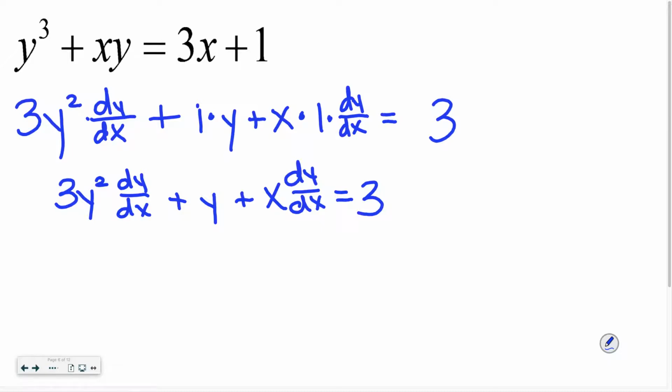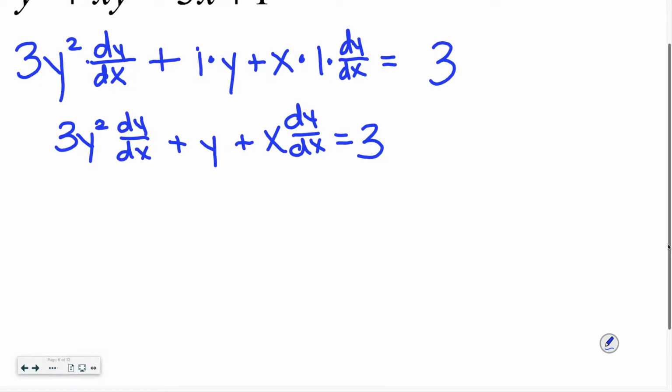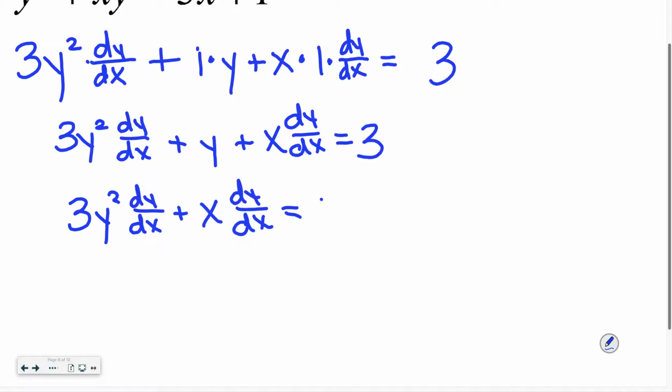And in order to be able to just get dy/dx equals, that's what we're used to, right? We need any term that has a dy/dx on one side and any term without a dy/dx on the other side. It doesn't matter which side you choose, but I'm probably more likely to keep my dy/dx's on the left, just because we like our equations to look like that when we get down to the solution. So I'm going to keep 3y squared dy/dx plus x dy/dx on the left, and then I'm going to subtract that y over to the right side. So we have 3 minus y on the right side.